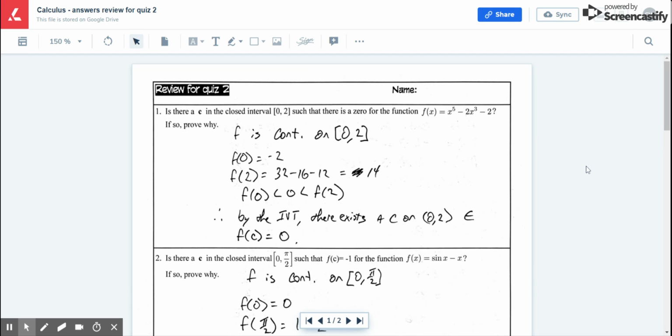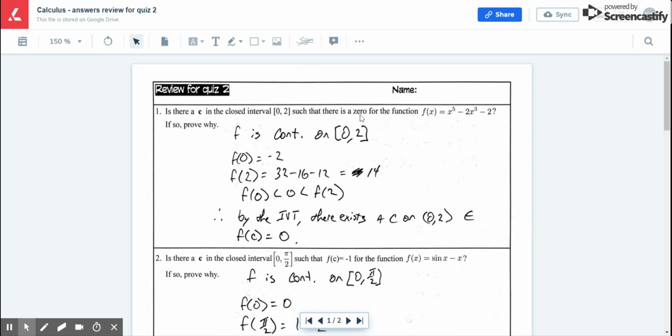Make sure you always tell me it's continuous on the interval they give you. Okay, don't just say it's continuous. Make sure you say it's continuous on the interval. Then we find our function values. So f of 0 equals -2. f of 2 is 14.